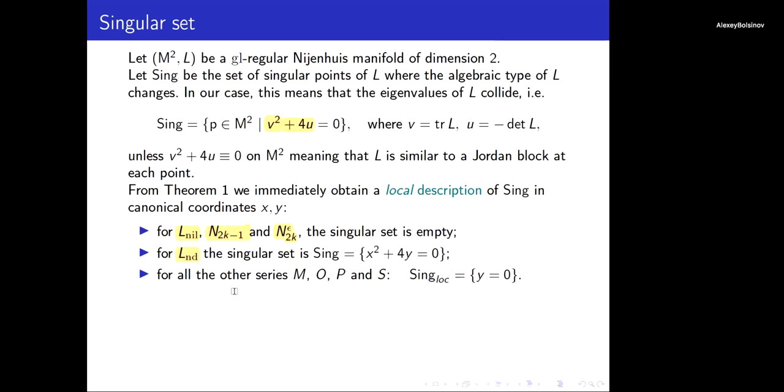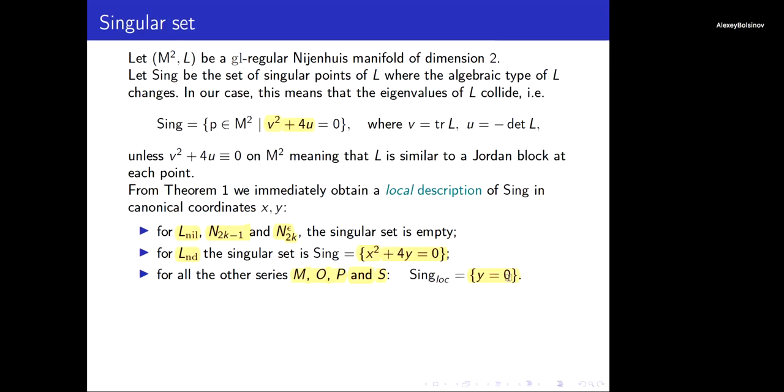In the case when our point is non-degenerate, the singular set is defined by this equation, and in coordinates x and y it looks like a parabola. Good. And in all the other series M, O, P and S, the singular set in the local setting is defined in a very simple way. This is just y equals zero. So this is a line.